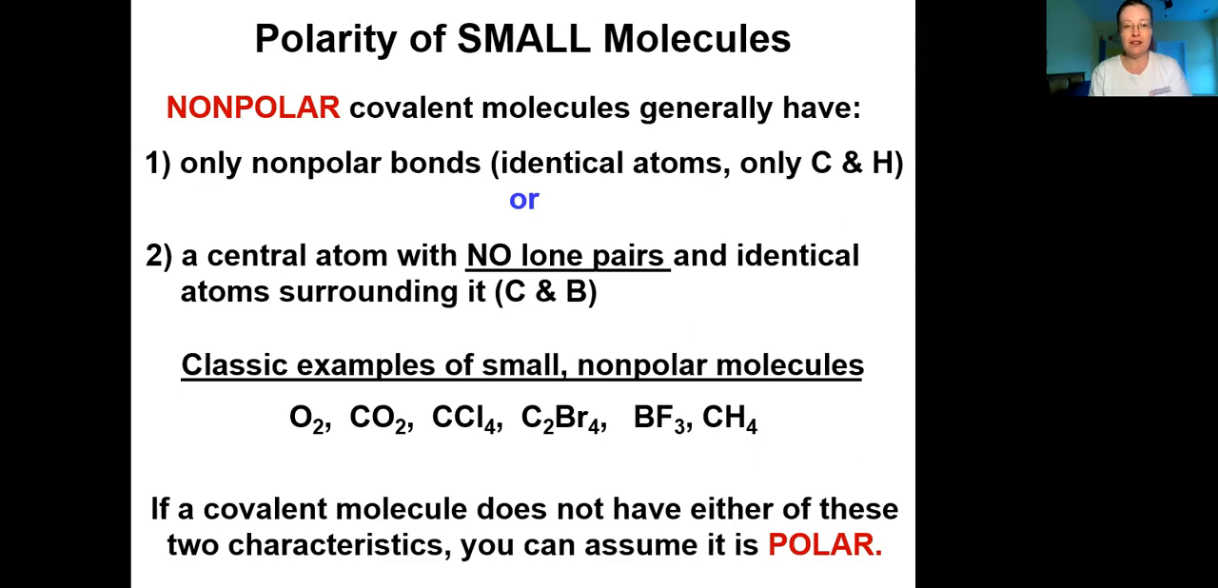That if there aren't any polar bonds, the molecule is nonpolar. If there are polar bonds, but the guy in the center is carbon or boron, and it could be two carbons. I mean, I guess it could be two boron atoms. I don't mean to badmouth it. And everybody around them is identical. That's going to be nonpolar as well. The rest are polar.